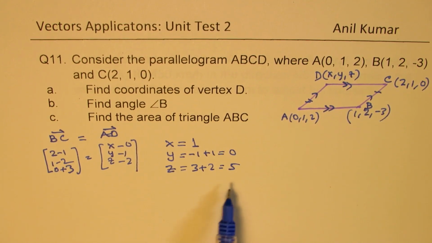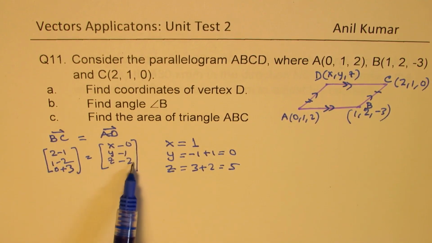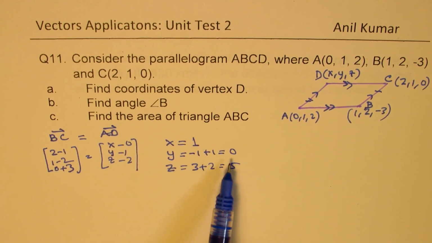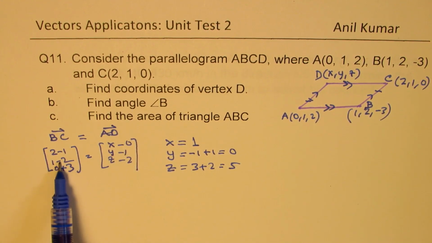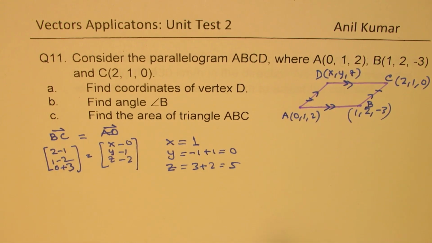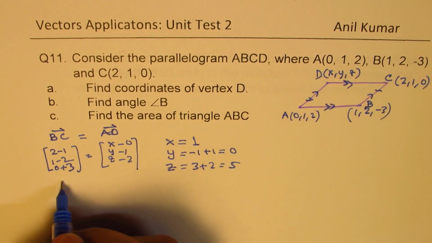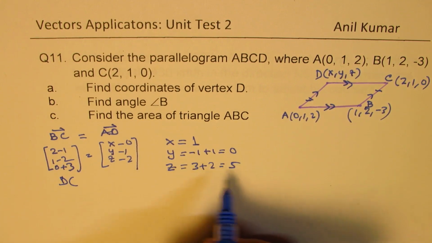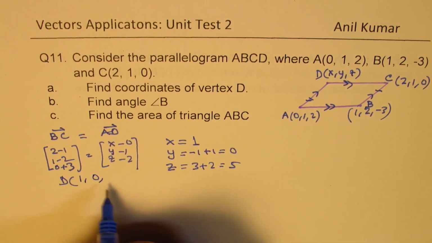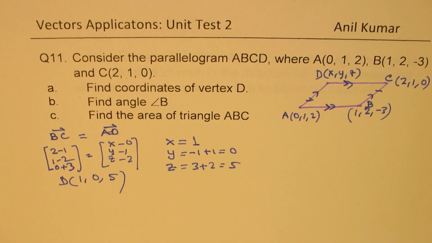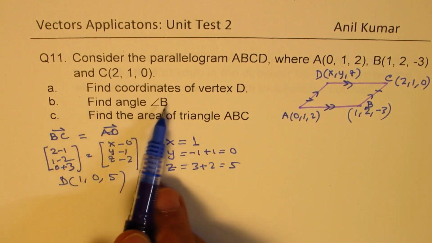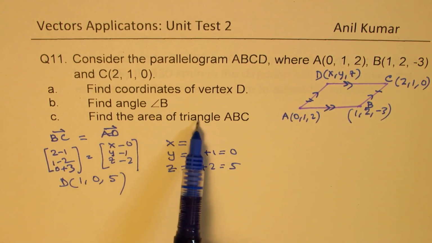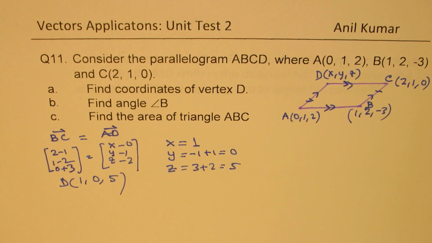If I write Z as 5, I do get 5 minus 2 as 3, just checking. 0 minus 1 is minus 1, that matches, and 1 minus 0 is 2 minus 1, same thing. So we get the coordinates of D, which we can write as 1, 0, 5. Is that clear? Now we need to find angle B and the area of the triangle ABC.